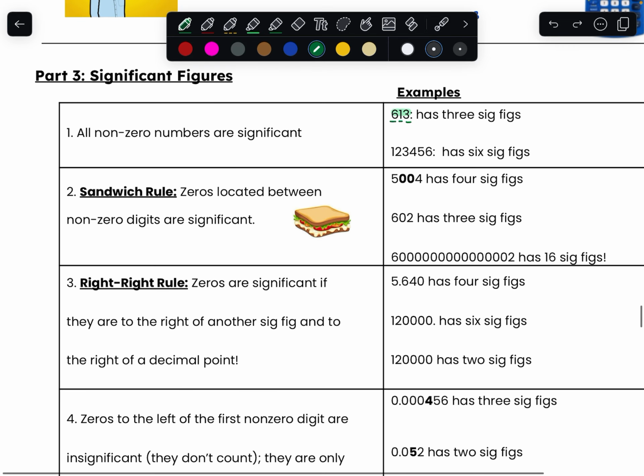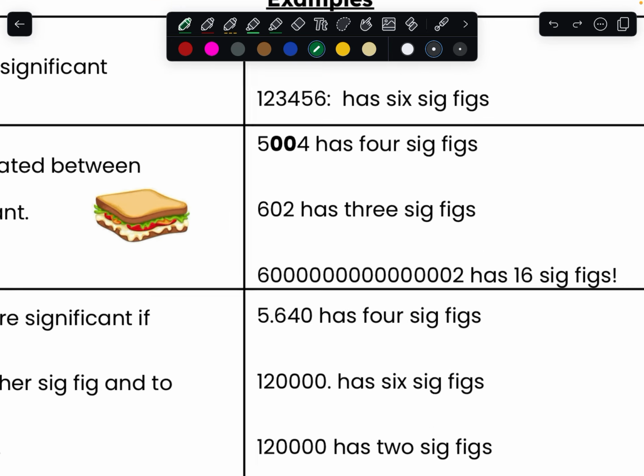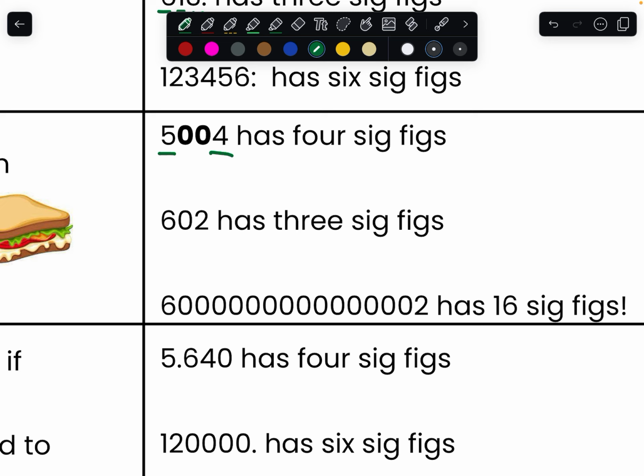The next rule for significant figures is what we call the sandwich rule. In a sandwich, we have bread, 2 pieces ideally, with stuff in the middle. In the sandwich rule, we have 2 non-zero sig figs on either side. That's like the outside of your sandwich, and on the inside of your sandwich are these zeros. So sandwich zeros, like these 2 double zeros here, are called sandwich zeros because they are sandwiched between 2 sig figs. In this case, it's 5 and 4. So this whole number has 4 sig figs. The zeros in the middle become significant if they're in between 2 non-zeros.